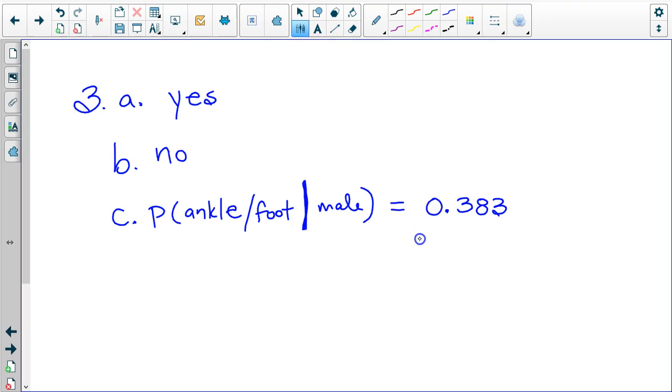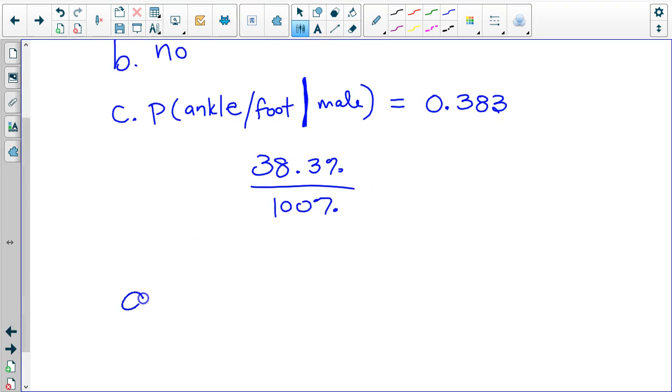If you do it the way I taught you, go to ankle, foot, and you have 38.3 and 36, right? But then it says given that they're male, so you use the male column. 38.3%. So divided by 100%, so that literally just changes it to a decimal. That's all it's doing. All right, D.